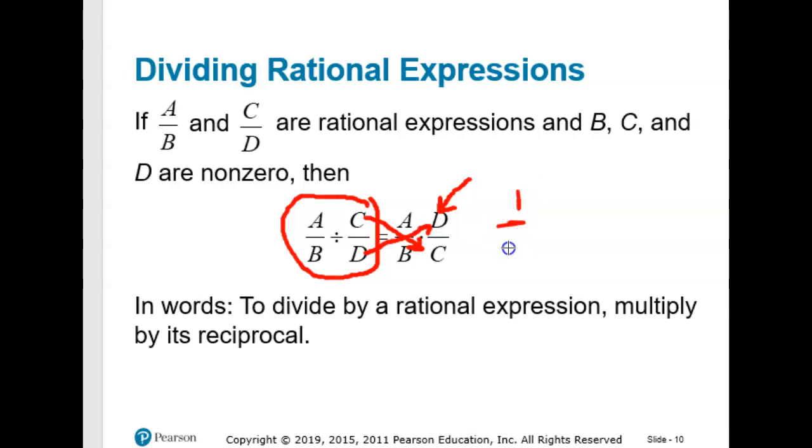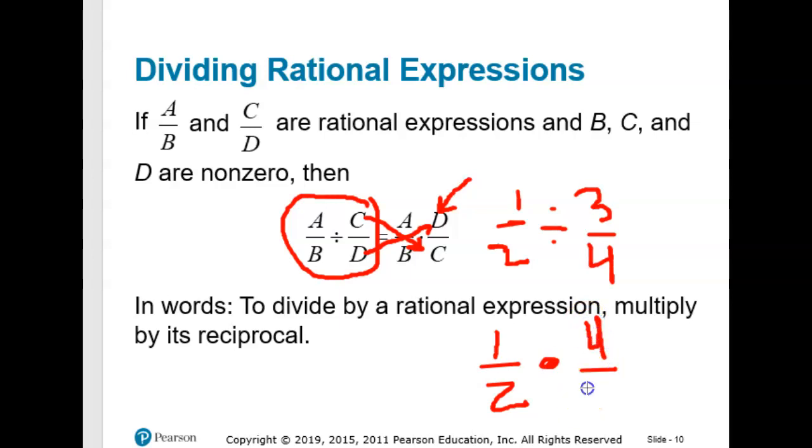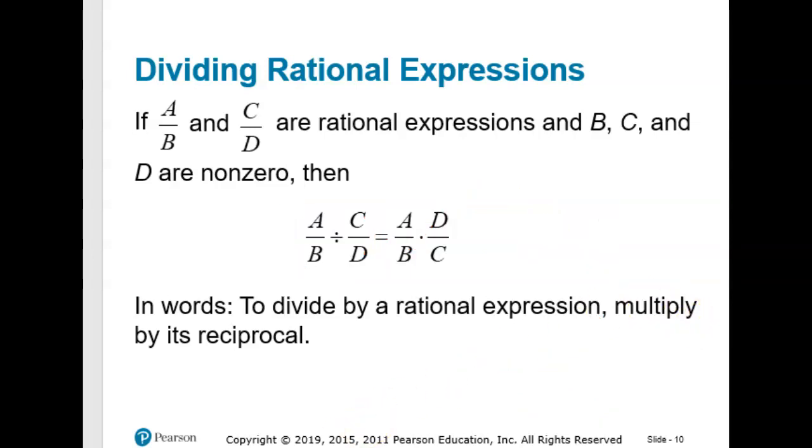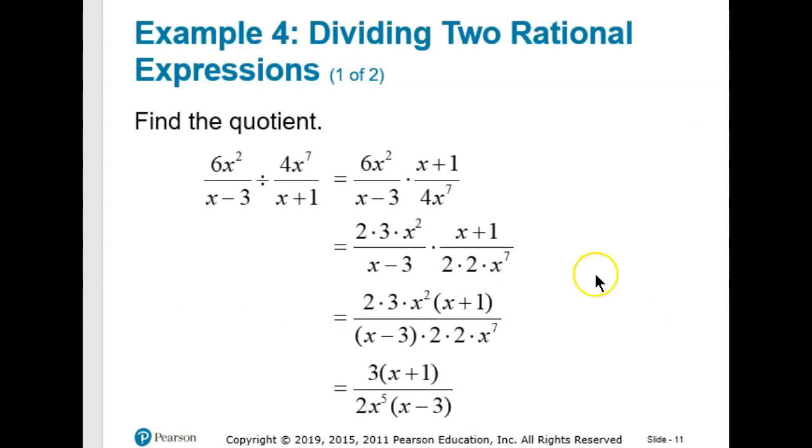So if I had 1/2 divided by 3/4, I could change that into a multiplication problem by leaving the first fraction the same, changing the operation to multiplication, and flipping or finding the reciprocal of the second fraction. That is no different from simple fractions like 1/2 to 3/4 and more complicated fractions like these.